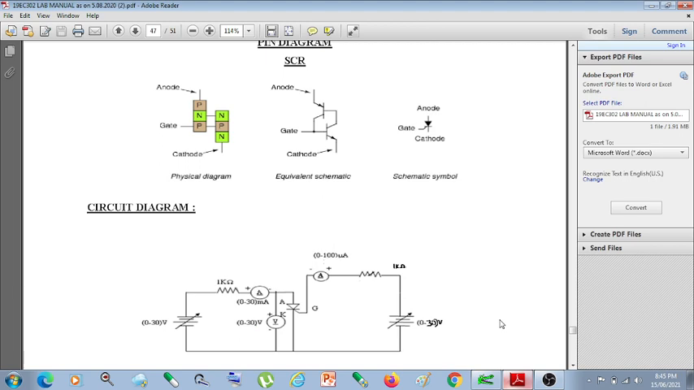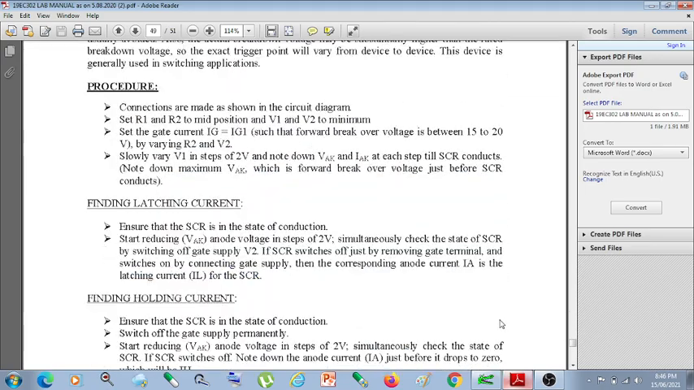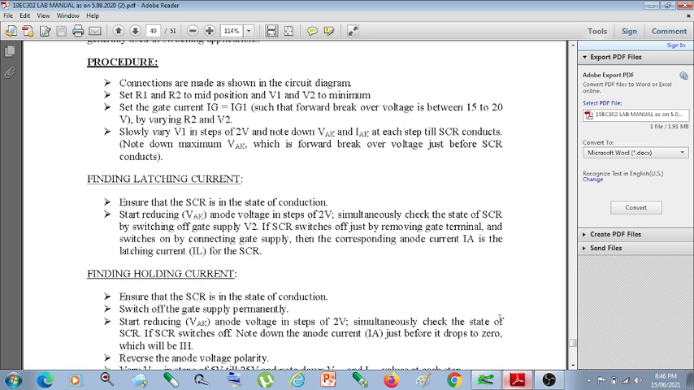Now we see the procedure. What procedures do we need to follow? First, connections are made as shown in the diagram. R1 and R2 are at the midpoint, and V1 and V2 are at the minimum. First we need to set the gate current Ig, with the voltage between 15 to 20 by varying R2 and V2.